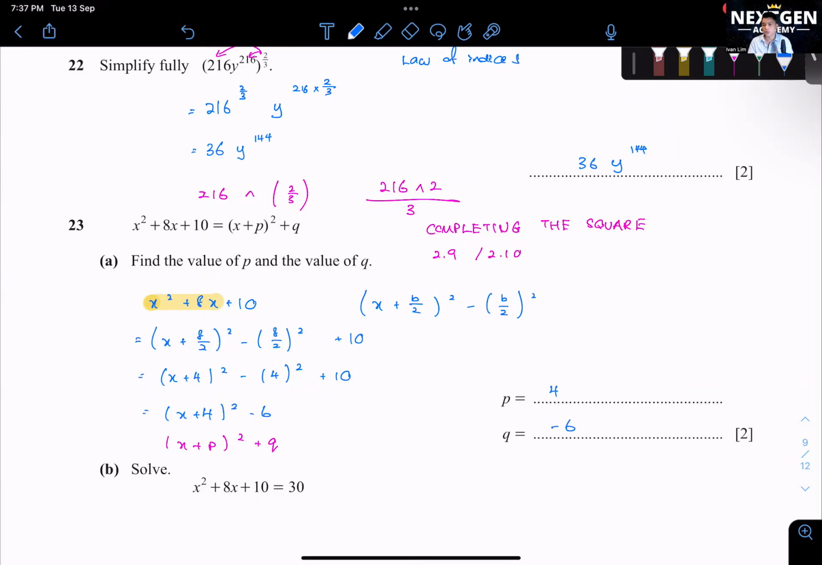Completing the square seldom comes out, but you just... negative, did I do something wrong? Okay, negative 6. It seldom comes out, but you need to know. It's part of your syllabus.